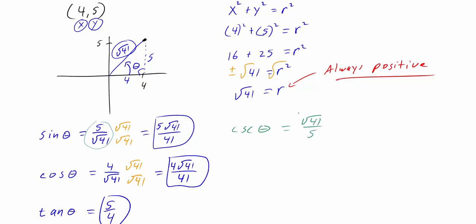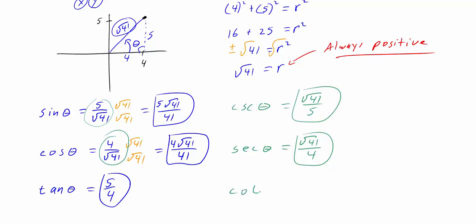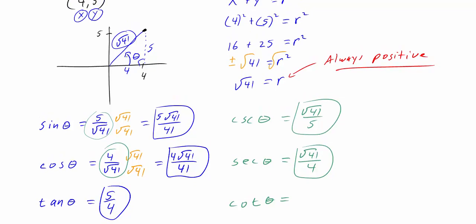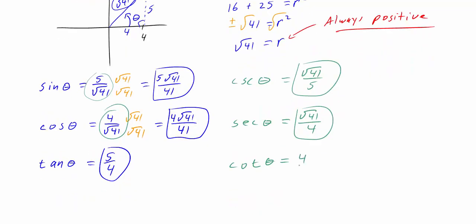So we could certainly do it that way as well. And the same thing would be true for secant. So instead of now for the cosine, which is x over r, the secant is r over x, so that would be the square root of 41 over 4. And once again, we can compare it to this over here, 4 over square root of 41, so the secant is the square root of 41 over 4. And then, of course, the same would be true for the cotangent. So cotangent is x over y, so that means we would take 4 over 5. So there we have each of the 6 trig functions.